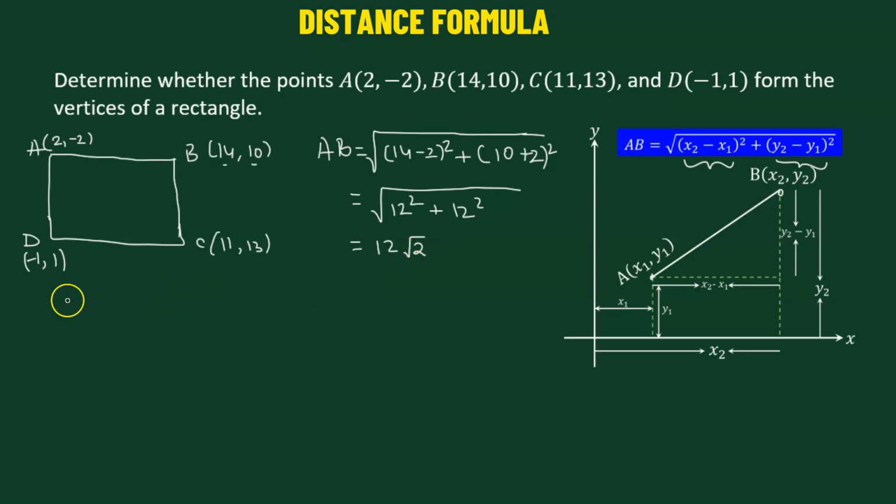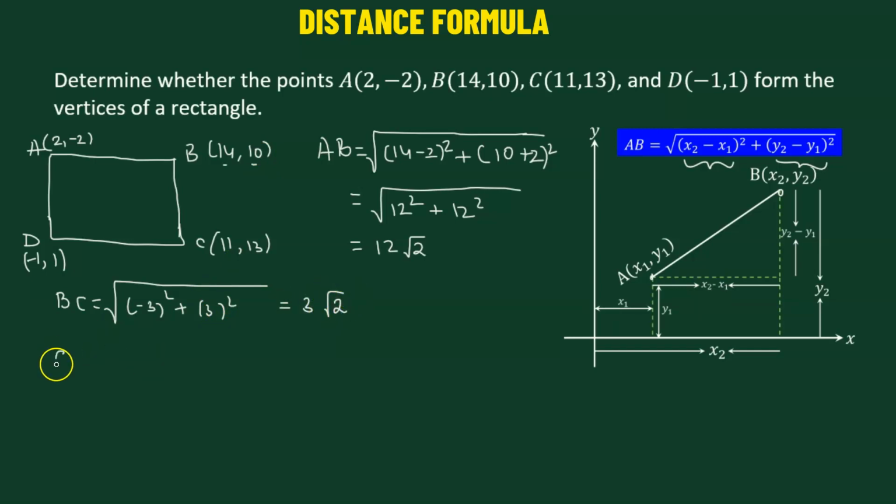Next, we'll find out the value of length BC. So BC will be the square root. So here we'll have to take the difference of the x coordinates. So let's do 11 minus 14. So that's going to be (-3) squared. Added to 13 minus 10. So that's (+3) squared. So this is going to be 3 times the square root of 2.